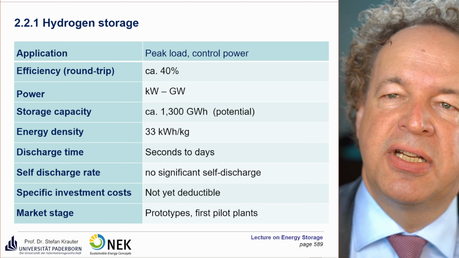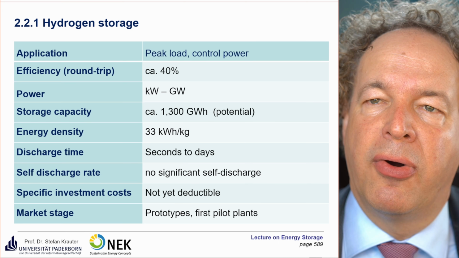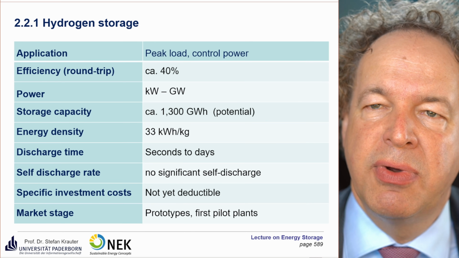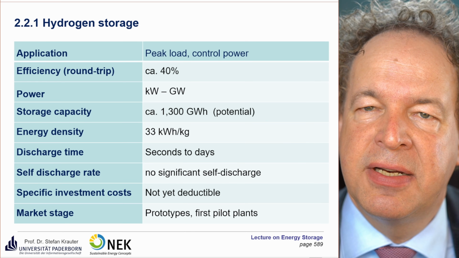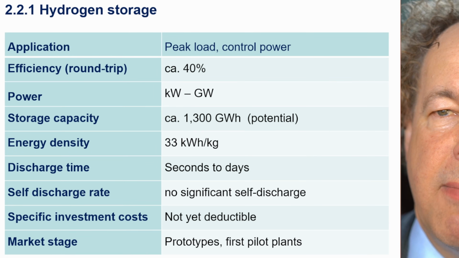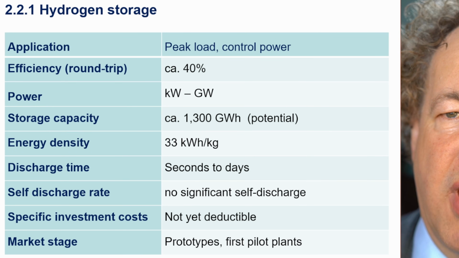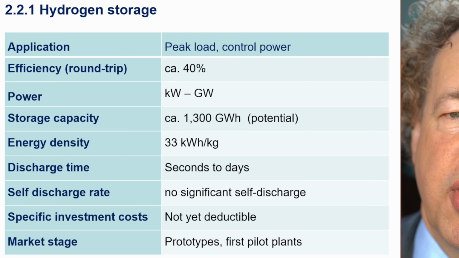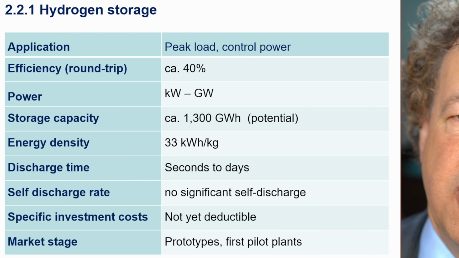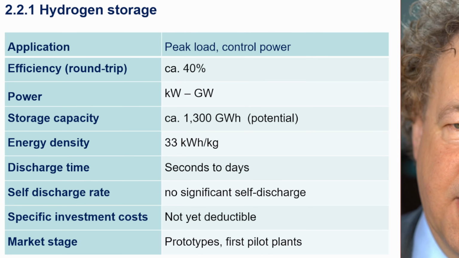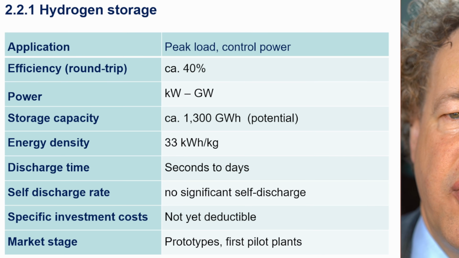That's our data sheet. So we can use it as our peak power, control power. Efficiency round trip, so conversion to reconversion, is in the vicinity of 40%. It's available in the ranges of kilowatt, megawatt. Some prototypes are under construction in the gigawatt range. The theoretical storage capacity is enormous. If we take old salt caverns, it can go up to 1,300 gigawatt hours. The energy density is 33 kilowatt hours per kilogram.